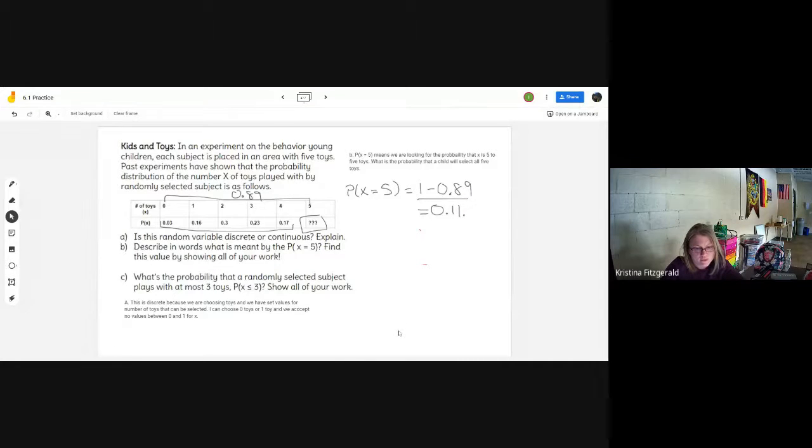Okay. For part C, what's the probability that a randomly selected subject, so child, plays with at most 3 toys? The probability notation is given here: X is less than or equal to 3. So at most, you're going to play with 3 toys. So it could be 0, 1, 2, or 3. For this question, we just want to add up the options that we're interested in. So for part C, you're taking 0.03 plus 0.16 plus 0.3 plus 0.23, which is going to give you the probability of X being less than or equal to 3. And you can find that on your calculator.